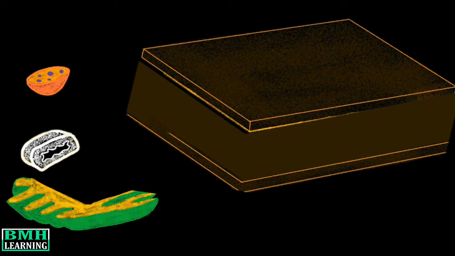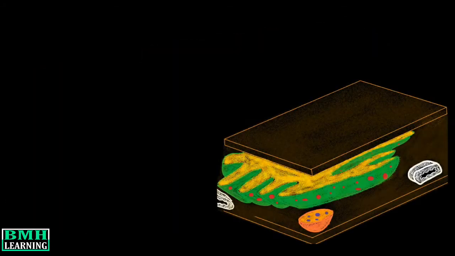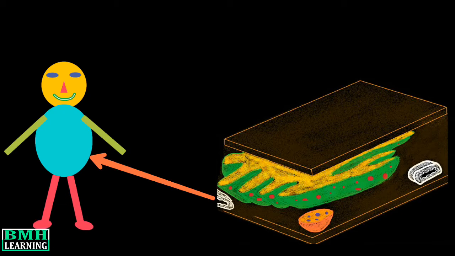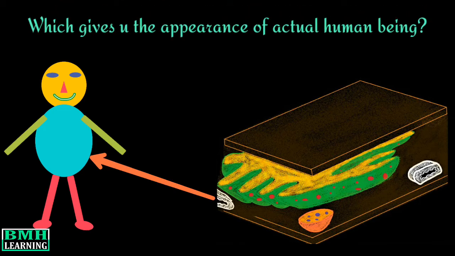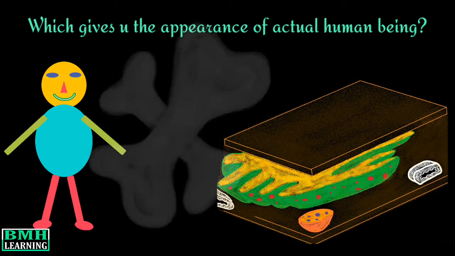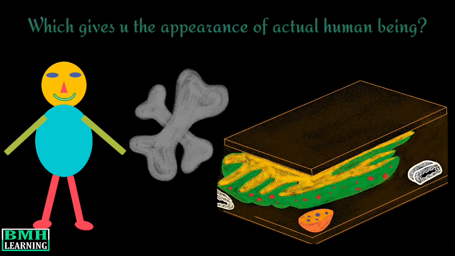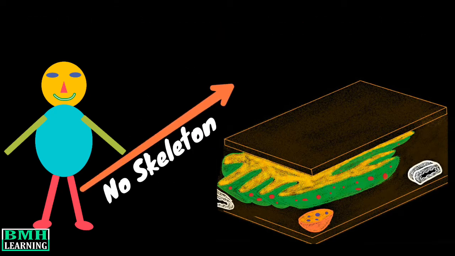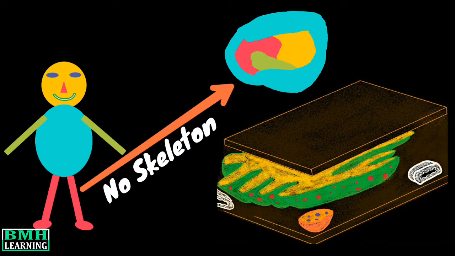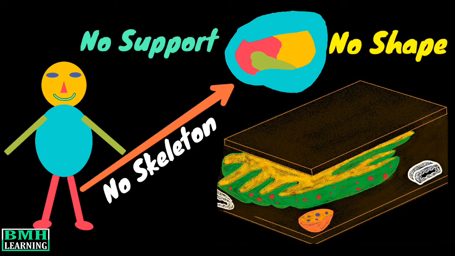So, to prevent this, first let's compare the tiny cell to the whole human body. What is the human body formed of? The flesh. A lot of cells make flesh, right? But more importantly, what is it that gives you the appearance of an actual human being? The bones or the skeleton, the human skeleton. Because if the skeleton is not there, you are just a piece of flesh with irregular shape. We can say no shape, no spot.